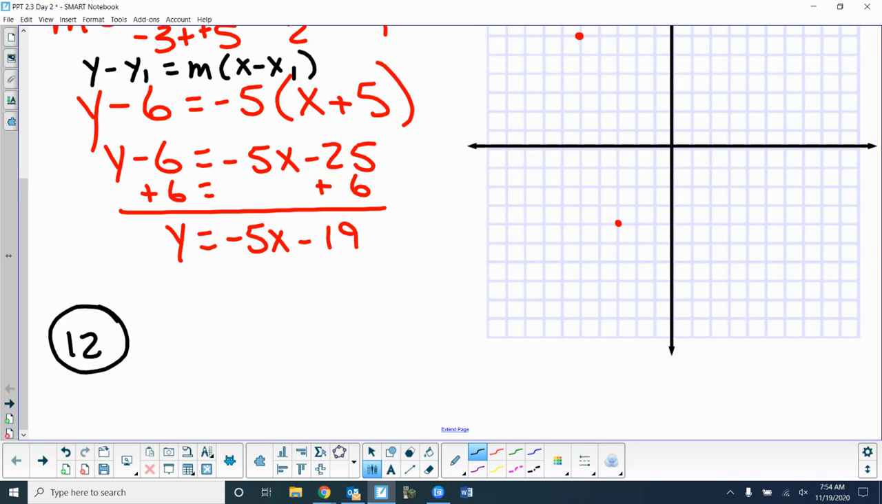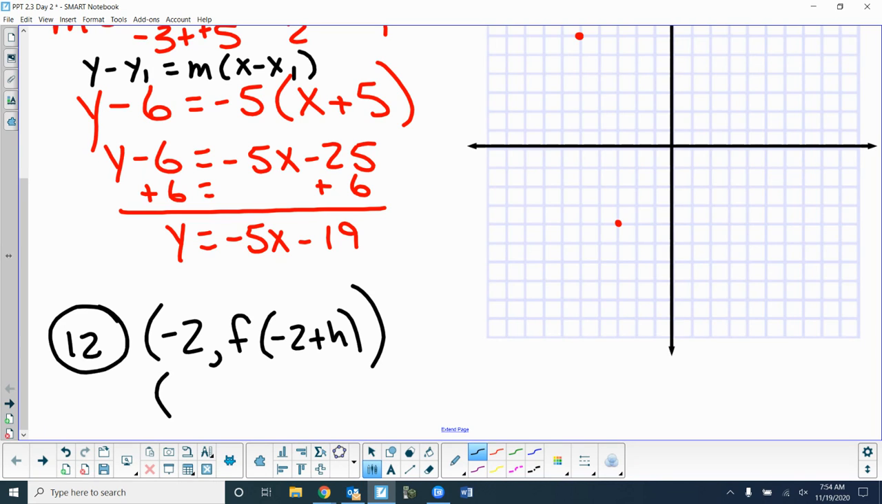Negative 2, comma, and then they had a function, f of negative 2 plus h. So that was 1 point. And the other point was negative 2 plus h for the x value, and then f of negative 2 plus h for the y value.